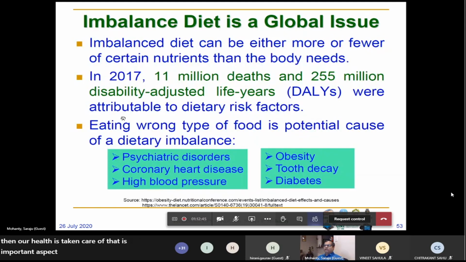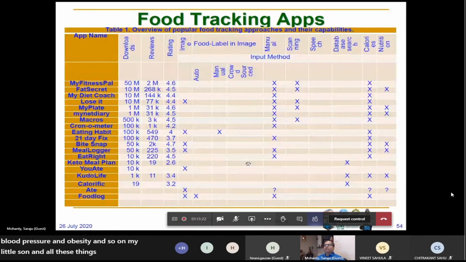So we handle that, and then I was doing a little bit of reading on how important the diet is. Okay, diet I saw is very important. So in 2017 data, what I found was 11 million deaths related to food, and they quantified that 255 million disability adjusted life years, they call them DALYs, were attributed to bad food habits. And bad food habits can lead to psychiatric disorder, chronic health problems, heart problems, high blood pressure and obesity and so on, malnutrition and all these things can happen, diabetes as well.